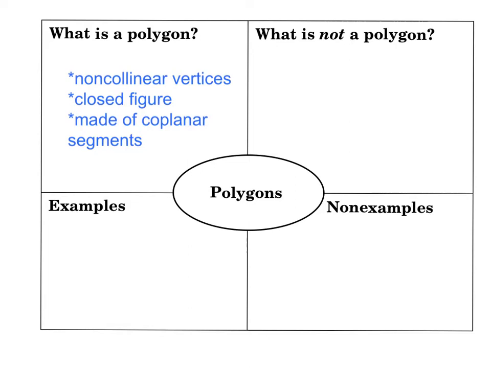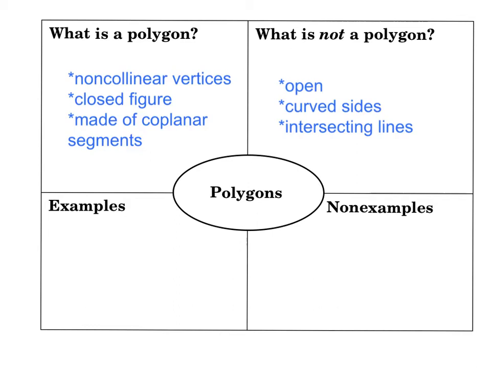Next, what is not a polygon? Well, there would be a couple things to make it not a polygon. That would be if the figure is open, it's not a polygon. If there's any curved sides, it's not a polygon. Or if the lines intersect, it's not a polygon.